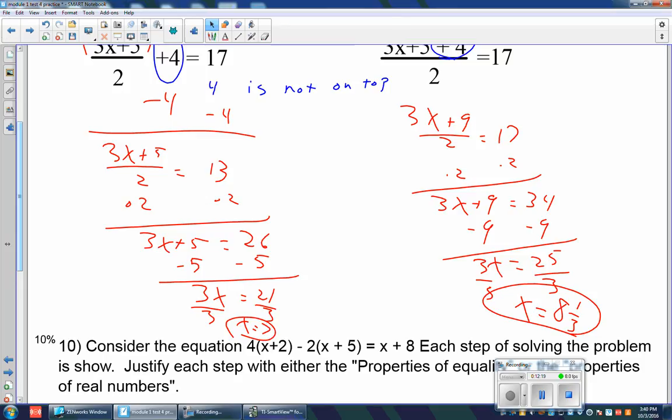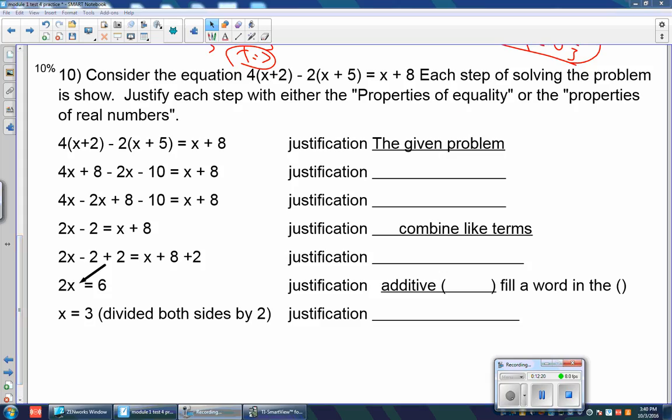Two different answers. I told you to take a look at this one and to just absorb it. We're going to talk about it a lot more in class. So that's it for the day.